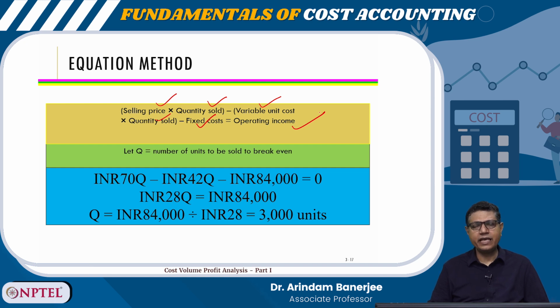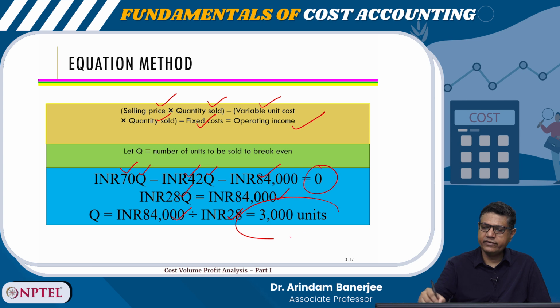Now, if I write the same problem in equation form, the selling price is 70 rupees per unit into Q, the number of units produced, minus the variable cost of 42 per unit, so 42 into Q, minus fixed cost 84,000 is equal to 0, because at break-even level the profit is 0. So, 70Q minus 42Q is 28Q, which is equal to 84,000. So, Q is equal to 84,000 divided by rupees 28. So, the break-even sales is coming to 3000 units.